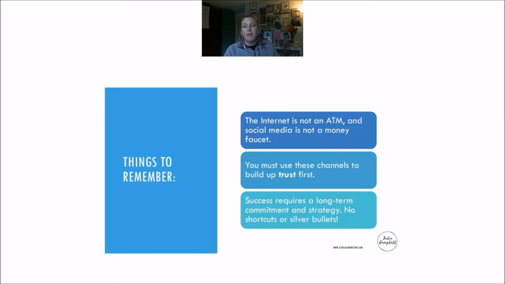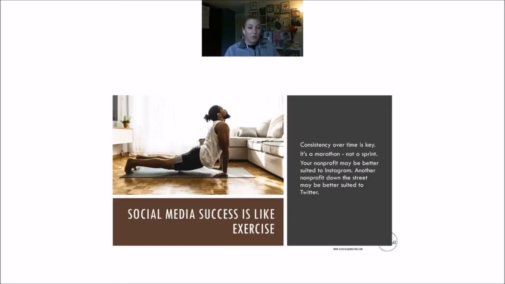But at the end of the day, social media platforms have their own best interests at heart. Of course, they have their stakeholders and their shareholders to answer to. So you have to use these channels to build up trust first. Success requires a long-term commitment and a strategy. There's no shortcuts or silver bullets here, right? It's like exercise. It requires consistency, and it's really a marathon and not a sprint.